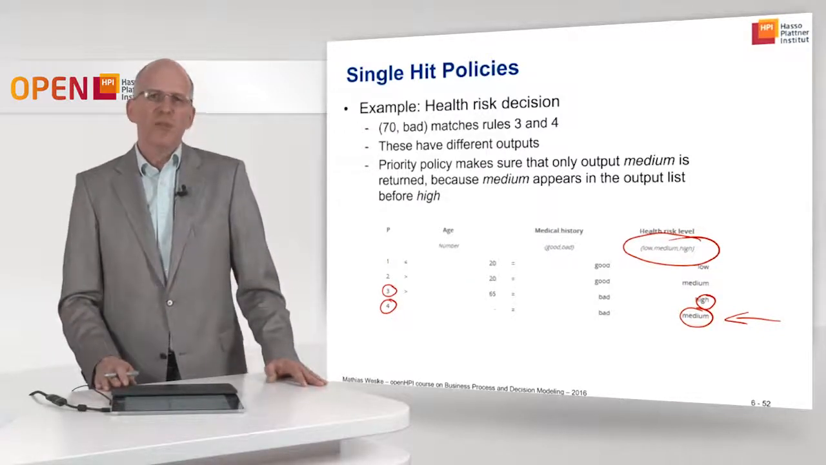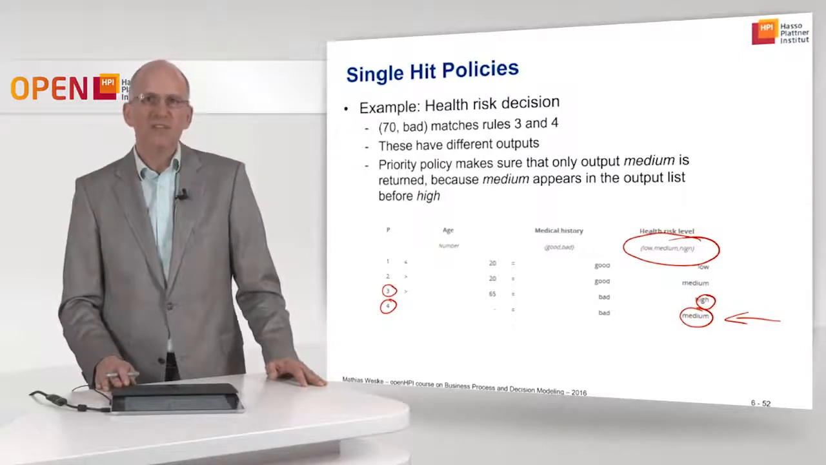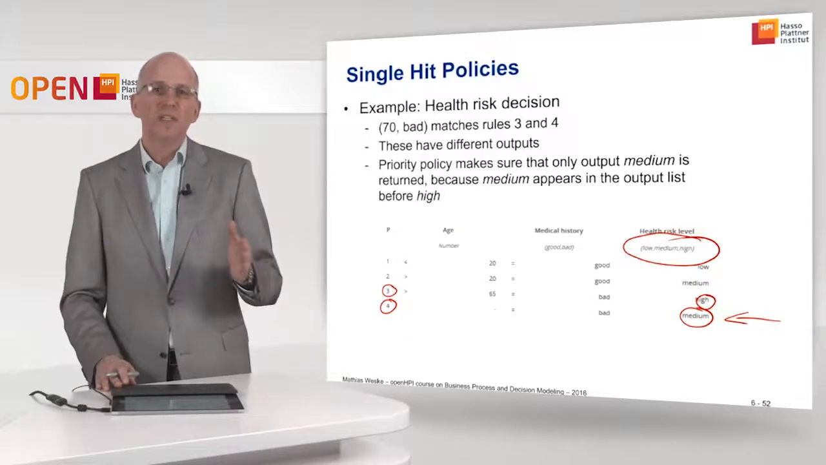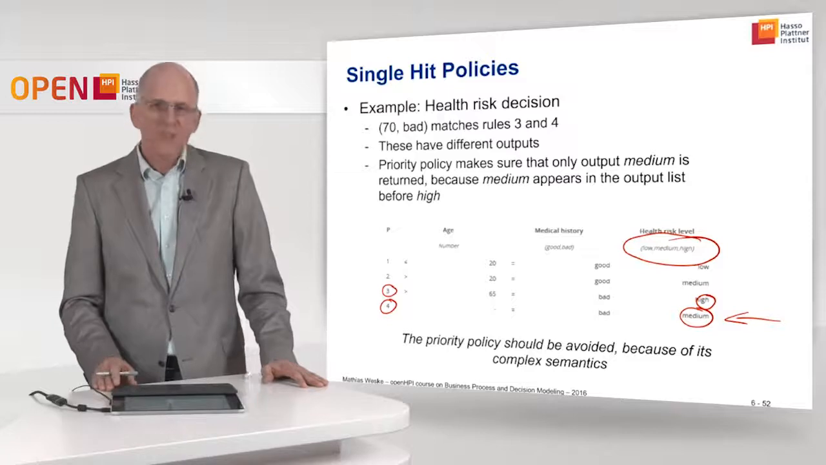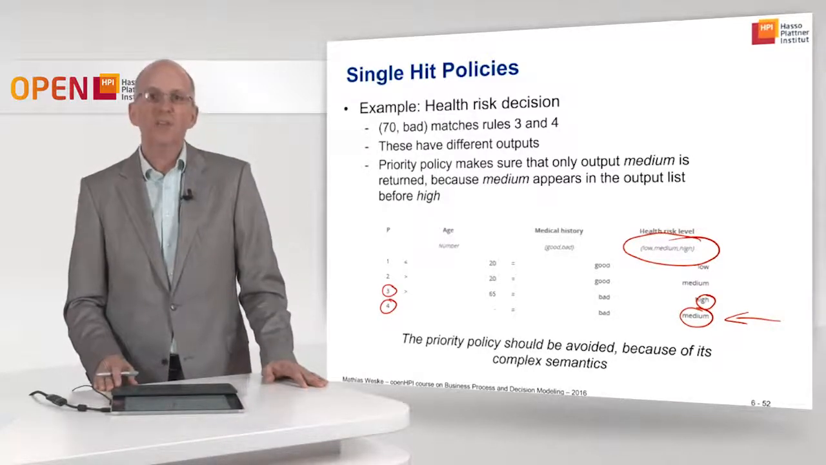As this example shows, this single hit policy is not really very easy to understand because you need the output priorities to determine the output of the decision. Therefore, I think the priority policy should be avoided because of its complex and unclear semantics.